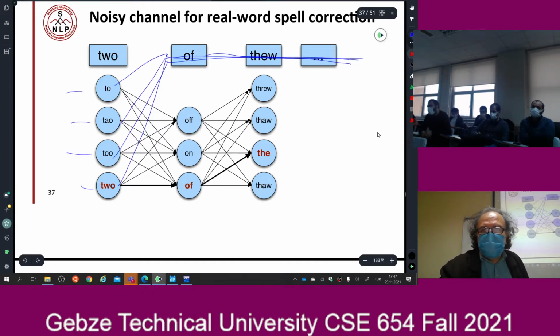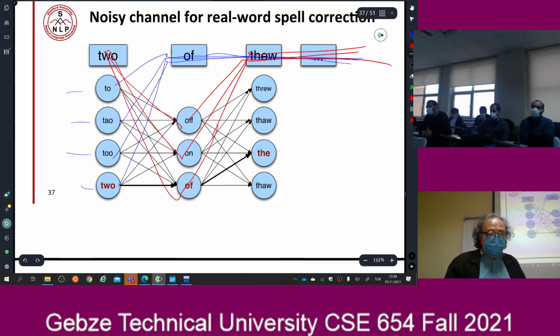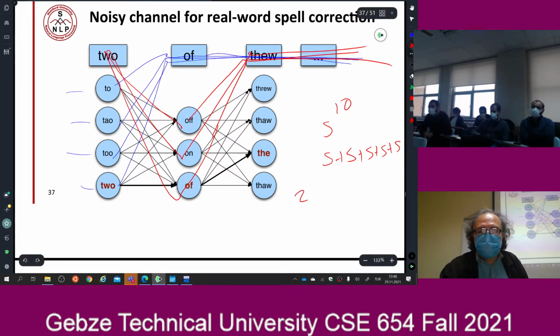I do the same thing with "of," okay, and 3 possibilities came from here. But these are not multiplying with each other. 4 possibilities here, 3 possibilities here, 4 possibilities. So instead of 5 to the power 10, it will be 5 plus 5 plus 5 plus 5 plus 5, a total of 5 times 5, 25 possibilities. 25 is, believe me, much smaller than 5 to the 10.